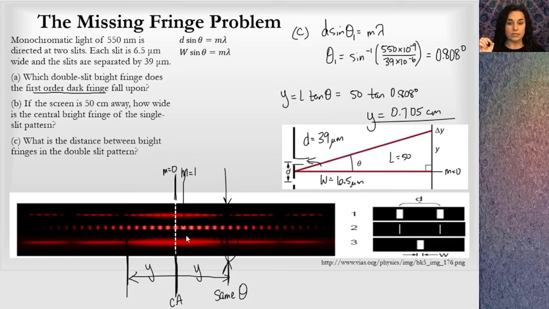And so that's consistent with what we observed. The single slit has a wide central bright fringe, and the double slit has a lot of teeny tiny brighter ones that are less distance apart.